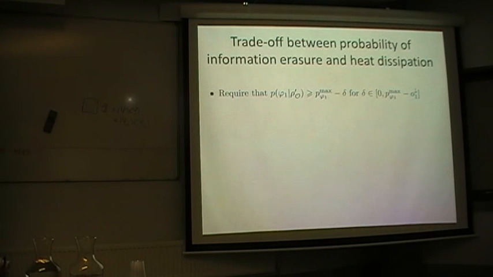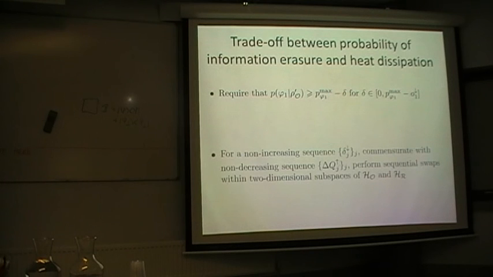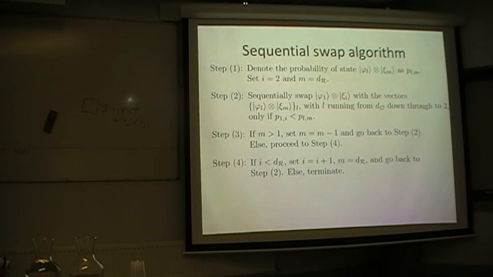Now for any given delta, what is the characterization of the unitary evolution between object and reservoir which minimizes the heat dissipation? Well, there is an algorithm you can construct of sequential swaps, which for a discrete, non-increasing sequence of errors, you'll have a, again, non-decreasing sequence of heat. So there's a trade-off relationship there, and then you can make it continuous by, instead of having swaps, having some kind of entangling swaps. But let's just look at the algorithm here.